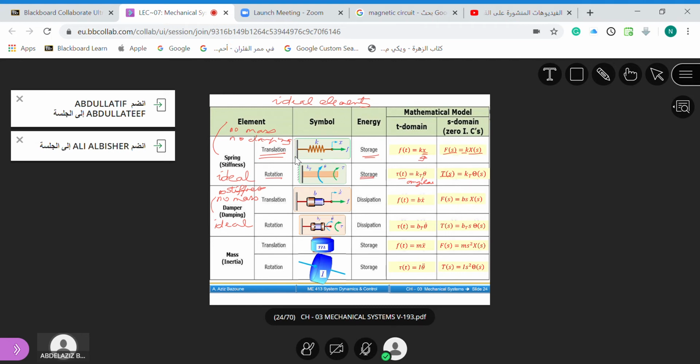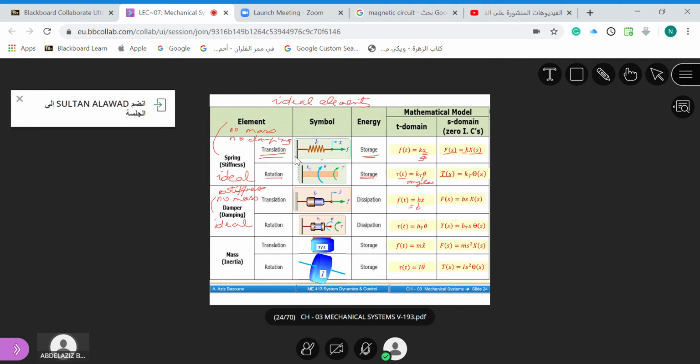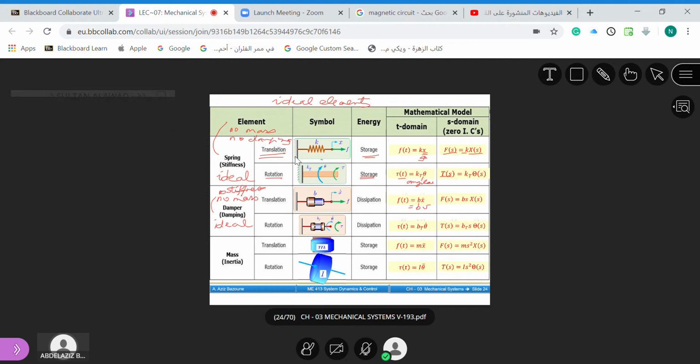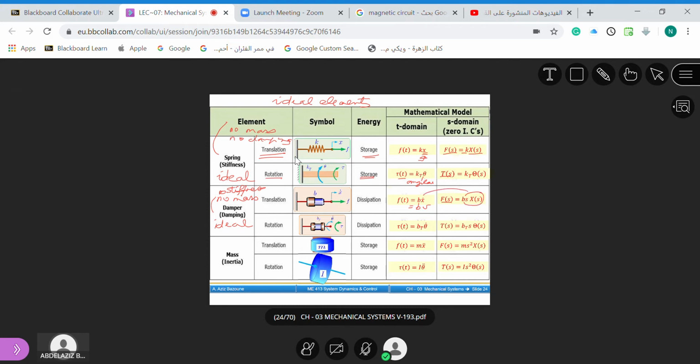For the damper, we said it is dissipating energy in form of heat. So the force will be related to the velocity. F is equal to B x dot, or Bv. You will find this Bv. v is x dot. So F(s) will be Bs times X(s). Here we are taking s times X(s), because it's the Laplace transform of the derivative. So that's why we have sX(s).